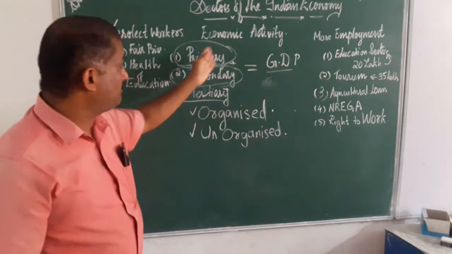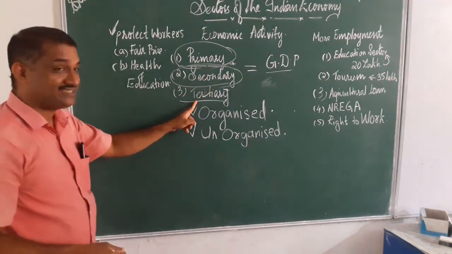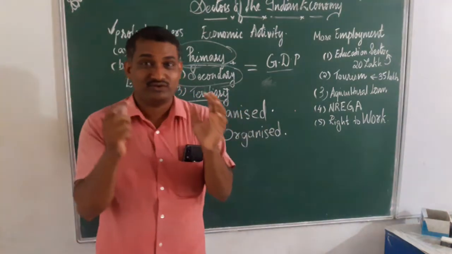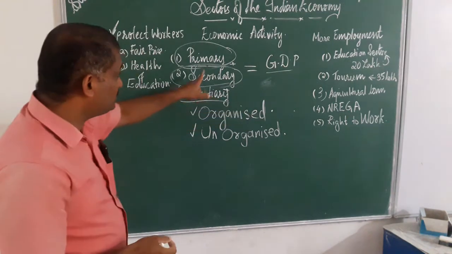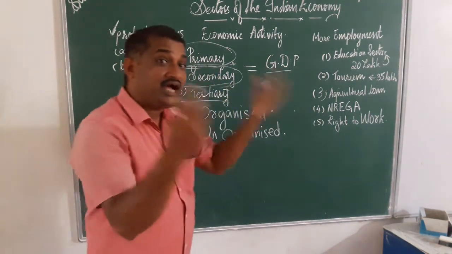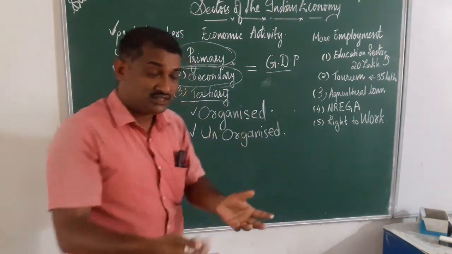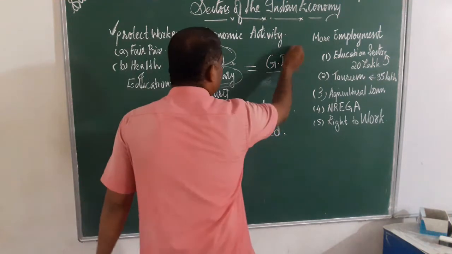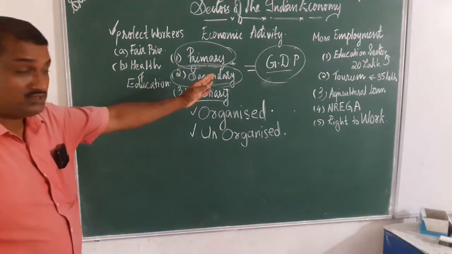What is GDP? The primary sector, secondary sector, and tertiary sector together form goods and services. These goods and services add value to the national income. That is GDP, or gross domestic product.